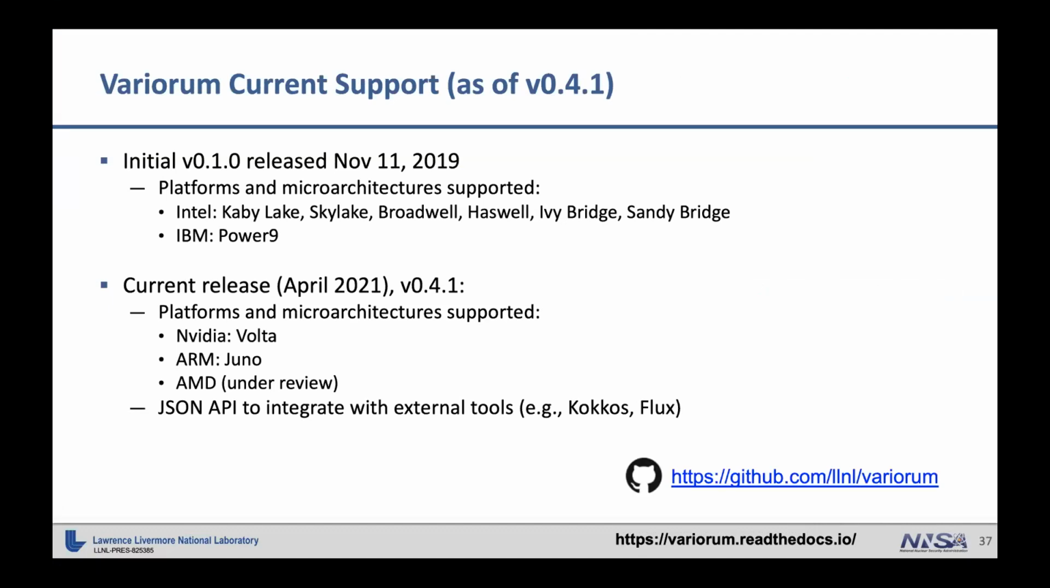Okay, so we initially released Variorum back at Supercomputing 2019. And originally it came with support for IBM Power 9 systems, as well as a variety of different Intel systems that we had pulled in from the libmsr support and extended a bit. Our latest release was in April of this year. And we've since added support for NVIDIA Volta systems, as well as the ARM Juno SoC. There's also a PR for supporting AMD systems, and this is currently under review and testing.